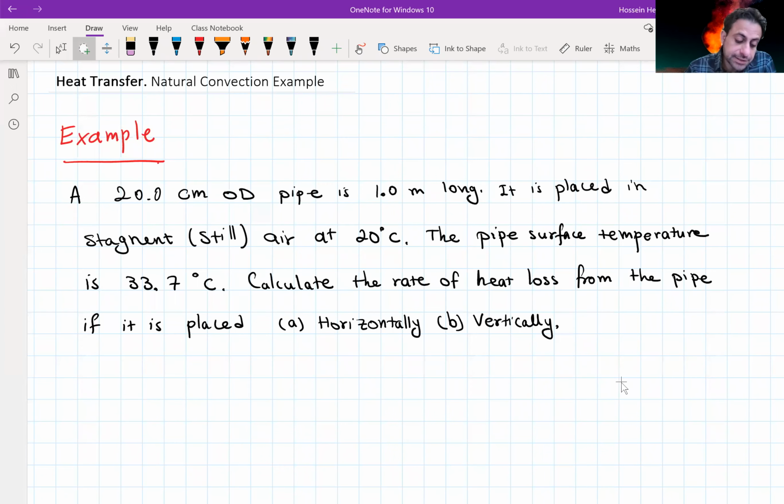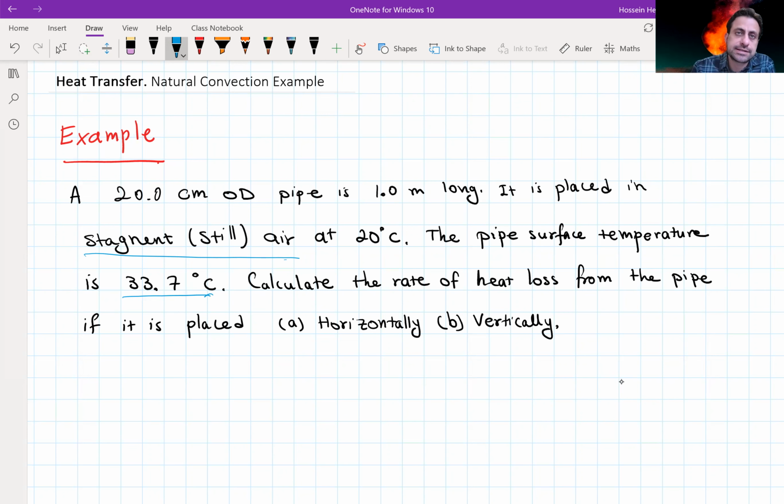We have a cylindrical pipe with a diameter of 20 centimeters and a length of 1 meter, placed in stagnant or still air at 20 degrees C. The pipe surface temperature is 33.7, and what we have been asked is to calculate the rate of heat loss from the pipe if it's placed horizontally or vertically.